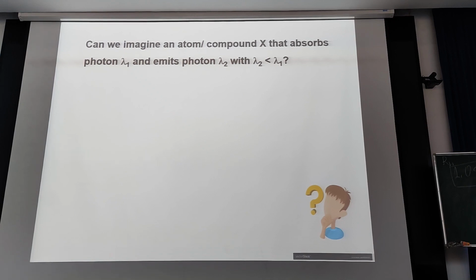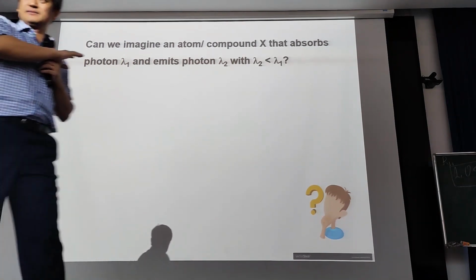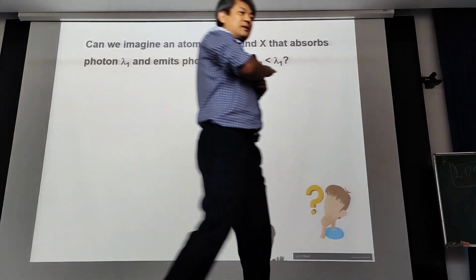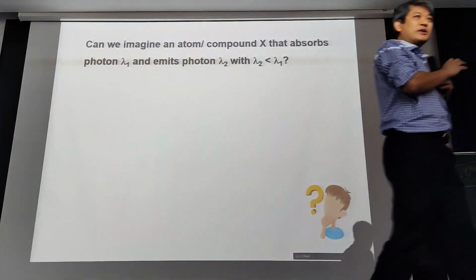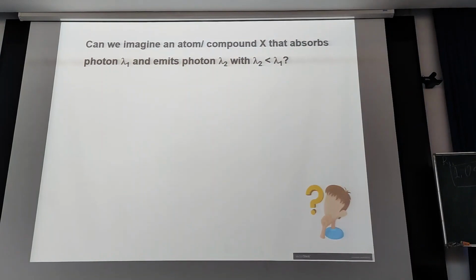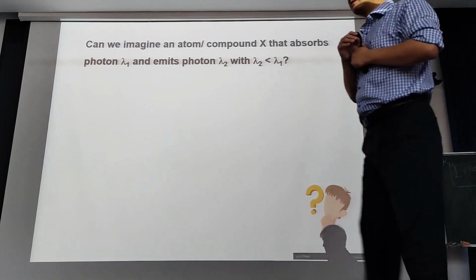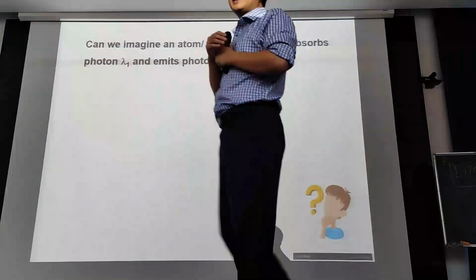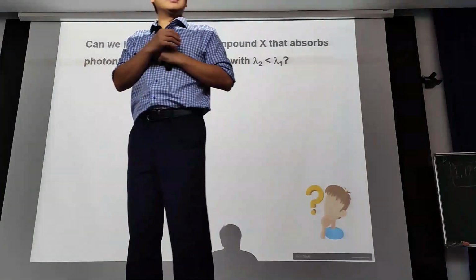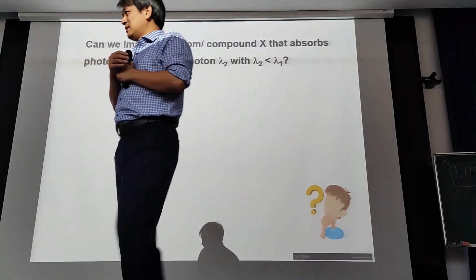Yes. And trust me, it's not the imagination, it's reality. So people try doing this kind of thing in physics. Can we make the situation where number 1 will be longer than number 2 in emission? That means you absorb less energy, but you emit more.